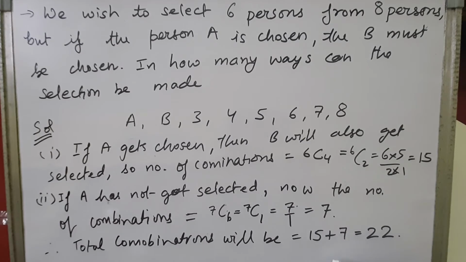So the total number of ways of selection will be 15 plus 7 equals 22. Please note down.